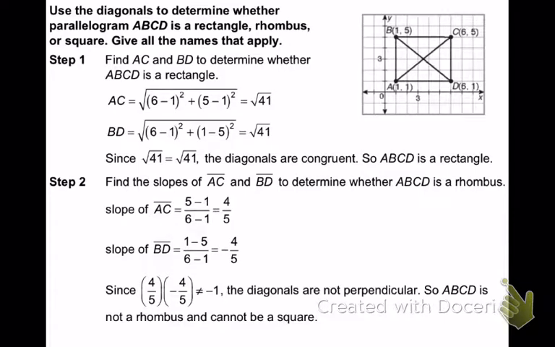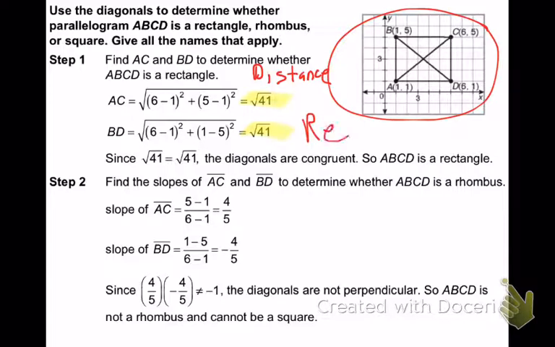There we go. So here's an example. I have a diagram drawn, A, B, C, D, and I want to recognize what type of shape it is. So first thing I do is I find the distance. So using the distance formula, Pythagorean theorem, either one, I find the distance. Notice the distances are the same. So that means right away it's going to be a rectangle. Because they're the same, it tells me right away that's a rectangle.